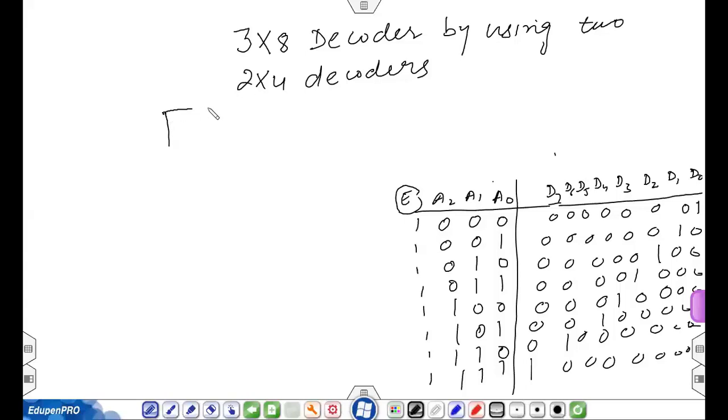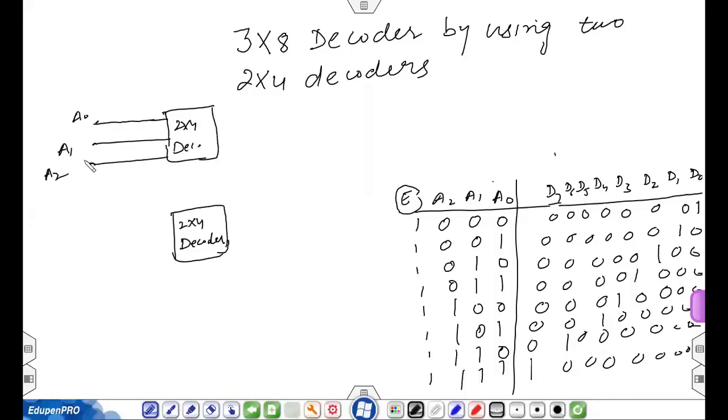Suppose you have one 2 to 4 decoder, and another 2 to 4 decoder, and the outputs of each decoder are 4 outputs, D0, D1, D2, D3. In a decoder there may be a maximum of 2 inputs, but I am writing 3 inputs here. Then what is the logic behind this? A2 is connected to the enable.